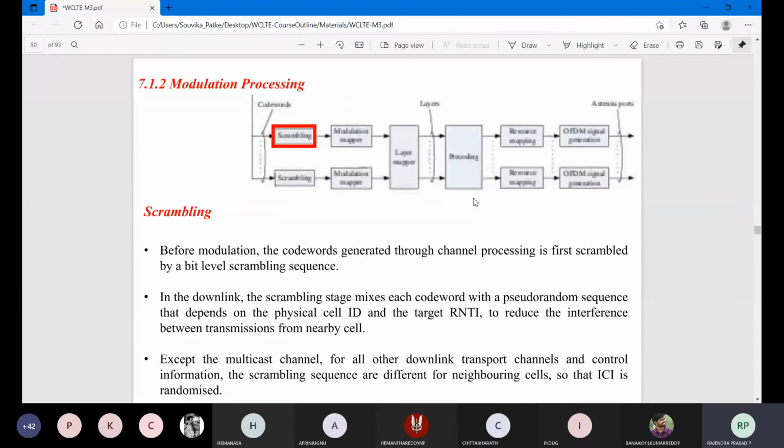First one is scrambling. Before modulation, the code words generated through channel processing are first scrambled by a bit-level scrambling sequence. In the downlink, the scrambling stage mixes each code word with a pseudo-random sequence that depends on the physical cell ID and the target RNTI to reduce interference.